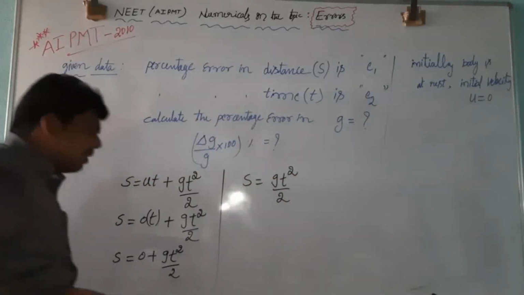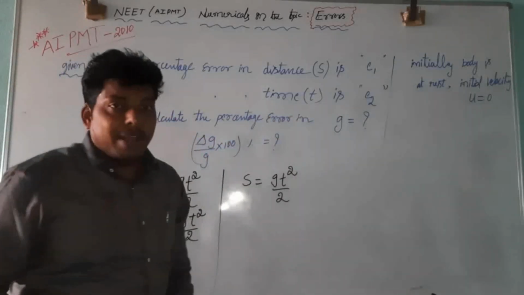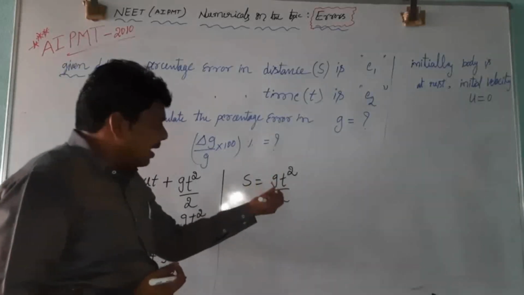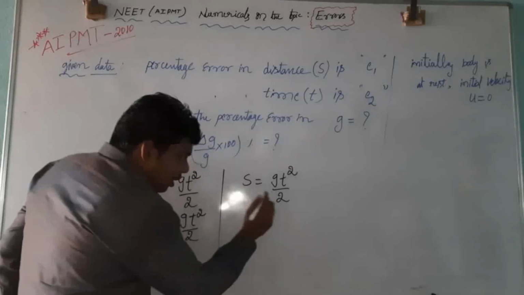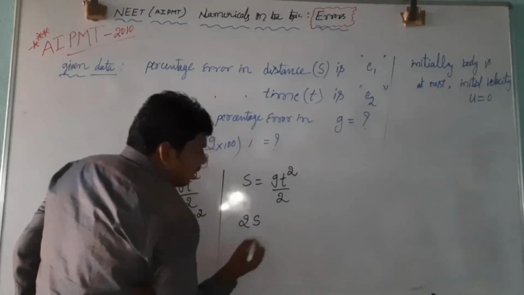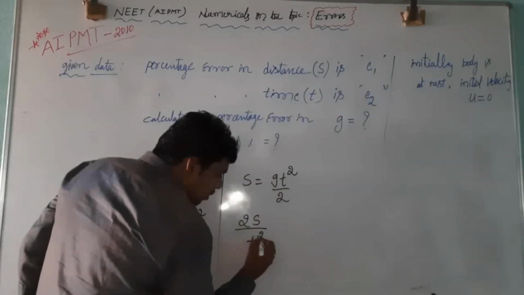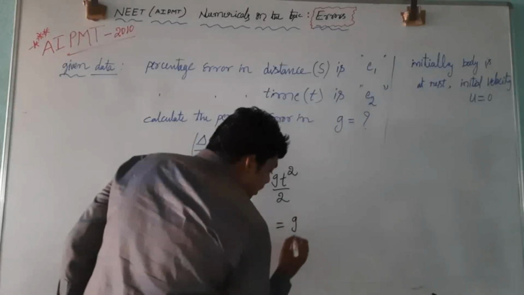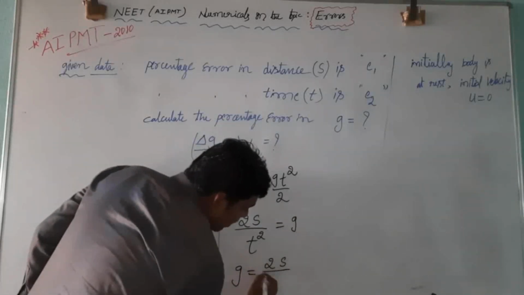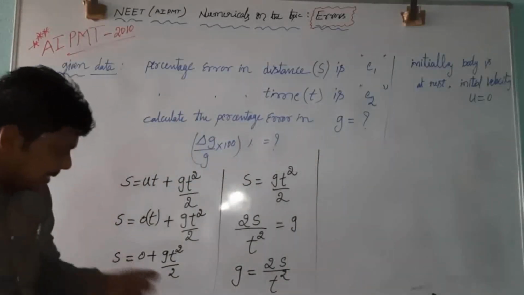Here we have to calculate the distance, or rather we have to calculate the percentage error in g. We have to calculate the percentage error in g, so we have to make the equation in terms of g. If you take 2 to the LHS, what will it be? 2s. If you take t to the LHS, what will it be? Divided by t square. That is equal to what? g. Now g can be written as 2s divided by t square. Now what do we have to calculate? Percentage error in g.